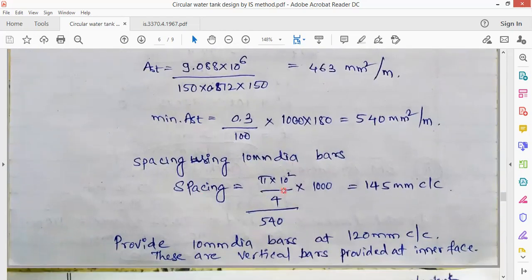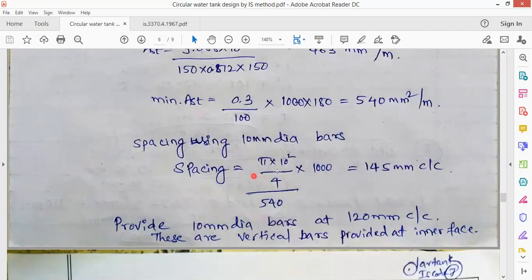So spacing using 10 mm bars, spacing is equal to pi d square by 4, that is single bar AST, divided by total bar AST. Total AST is 540 into 1000, it is 145 mm center to center. So provide 10 mm dia bars at a spacing of 120 mm center to center.